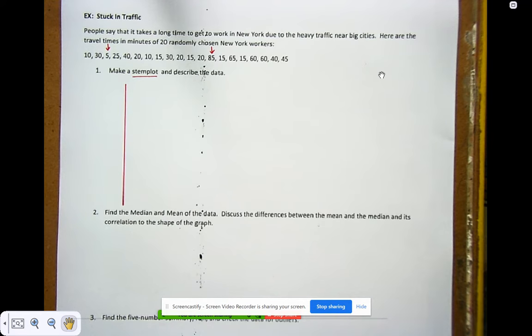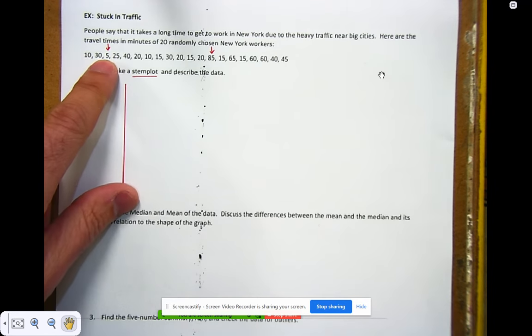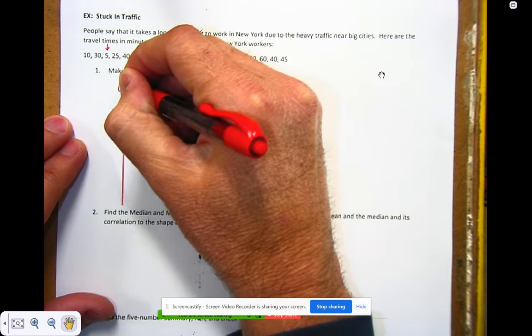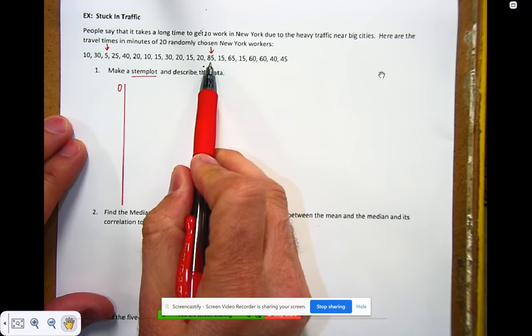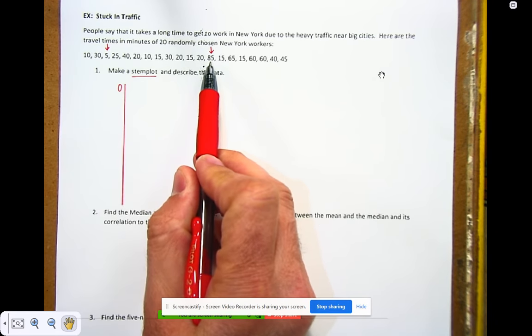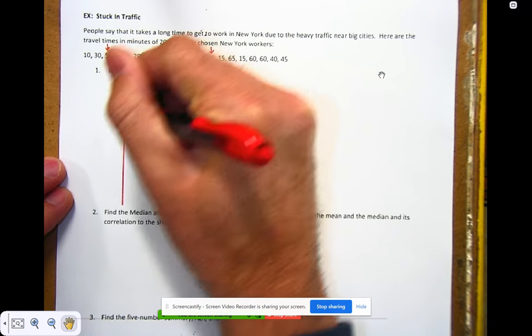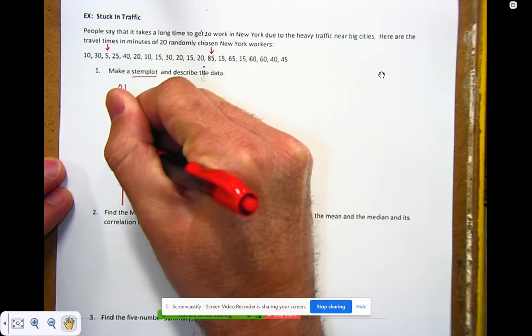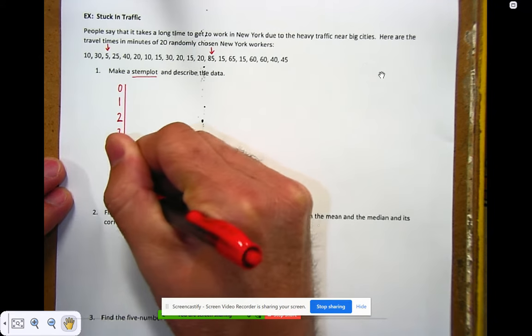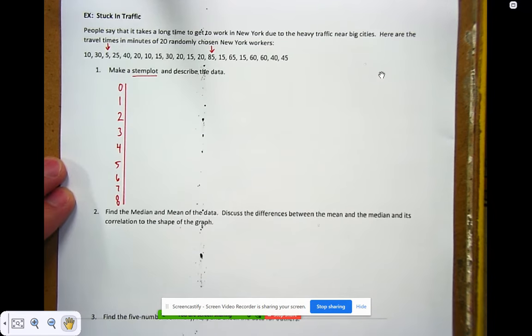Okay, and what we're going to do is choose a stem. Well, these are all 2-digit numbers. And so our stem's going to be 1 digit, and then the leaf parts are going to be the other digit. Remember, this number 5 is actually 05, so I'm going to start at 0. And I have to go all the way up to 8 to be able to write 85. So the rule is you cannot skip numbers. You have to just go in sequence: 1, 2, 3, 4, 5, 6, 7, and 8.